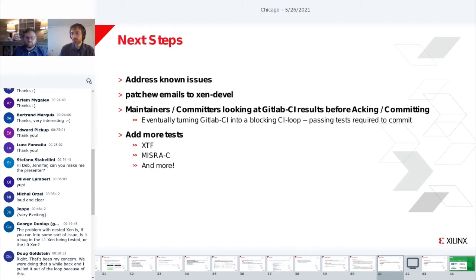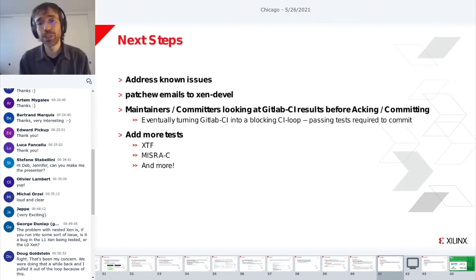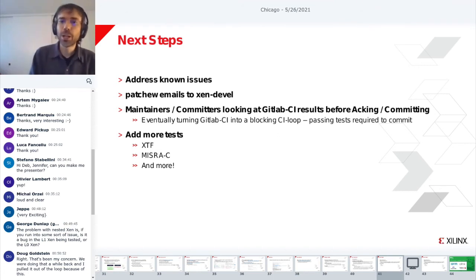Next step, we obviously want to increase the number of tests and address the known issue we just discussed. One of the problems is also that Patchew, when it sees an allowed failure, thinks it is a failure of the pipeline, which is one of the things we need to address, while allowed failures are in fact allowed.